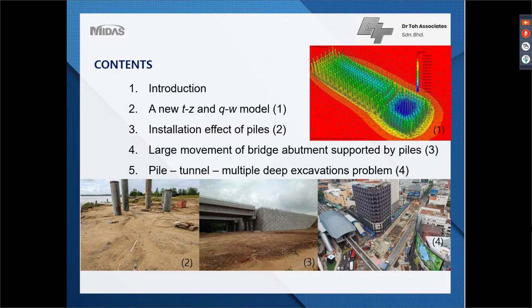I will give a very short introduction on the company that I work for. Then I will introduce a new method to estimate the pile bearing capacity and the corresponding settlement up to ultimate load. That is the key. Then I will present three working examples. One is the insulation effect of spun pile at the riverbank. Next is the large movement of the bridge abutment, which is supported by pile. And the last example will be the effect of multi excavations next to the underground MRT stations. I will demonstrate all the working files at the end of these presentations.